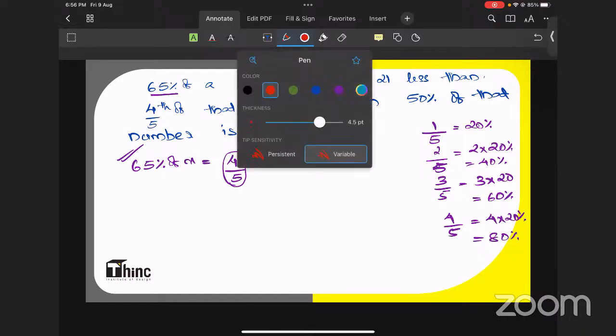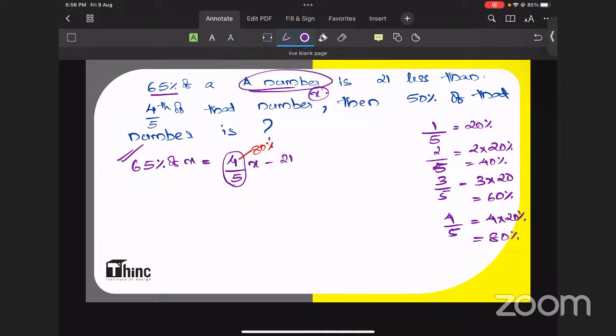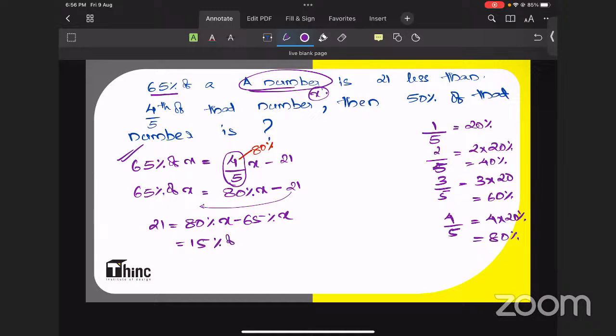Now the next level. So 65% of x equals 80% of x minus 21. Similar questions we are expecting for NIFT. So over here, we can bring the 21 to the left and the other to the right. So 21 equals 80% of x minus 65% of x, that is equal to 15% of x.